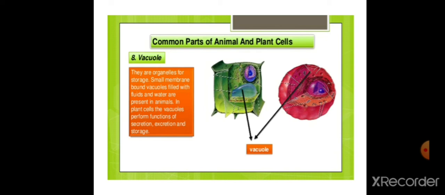So vacuole is a common part present in both plant and animal cells. The main role is storage. It is temporary in animals while it is permanent in plants. The size is much bigger in plants. In plants, it does the function of secretion, excretion and storage, whereas in animals it is present as a fluid. I hope it's clear.